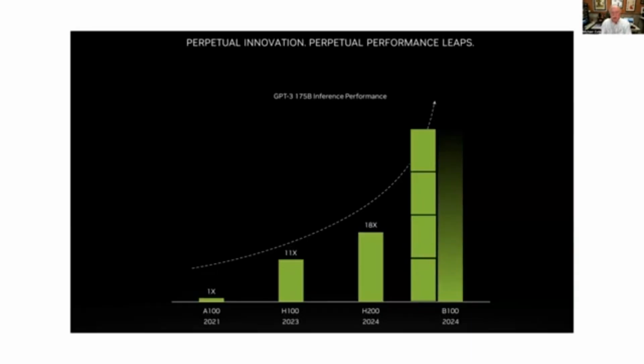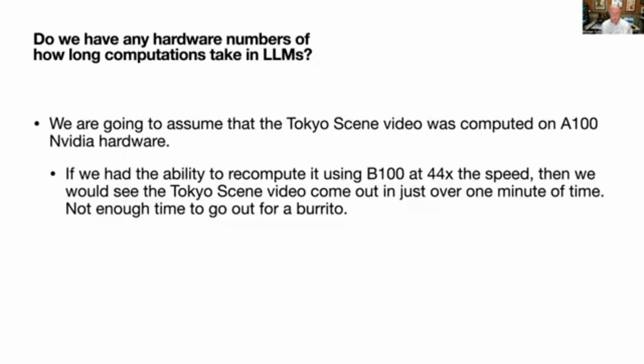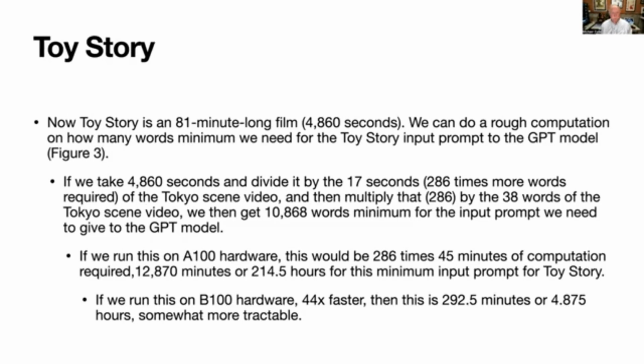And you can kind of see where these different processors built by NVIDIA rate. So we're going to talk about the A100 and the B100 with respect to creating Pixar's Toy Story. We're going to assume that the Tokyo scene video was computed on A100 NVIDIA hardware. If we had the ability to recompute it using B100 at 44x the speed, then we would see the Tokyo scene video come out in just over 1 minute of time, not enough time to go out for a burrito.